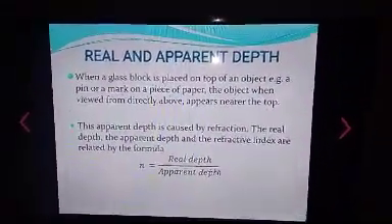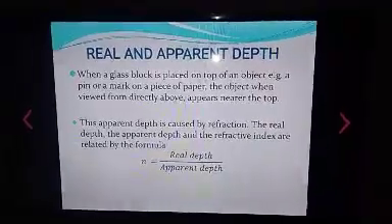Just like we said, when you place a thick glass block on top of a sheet of paper having letters or print on it, you will discover the letters are kind of raised. That is a phenomenon of refraction.